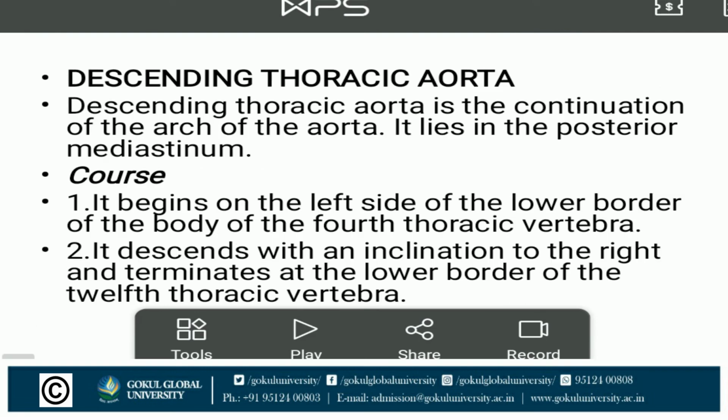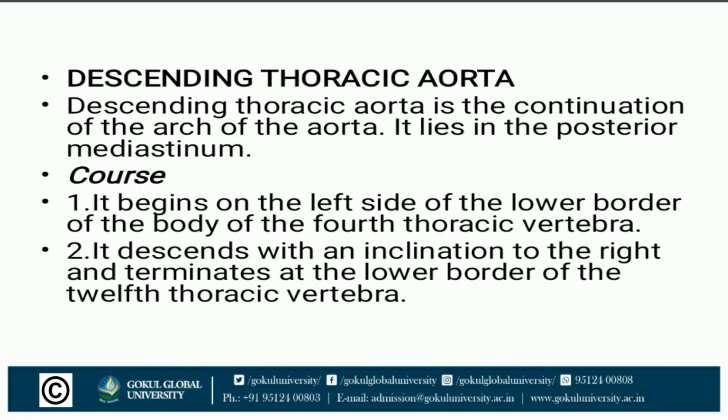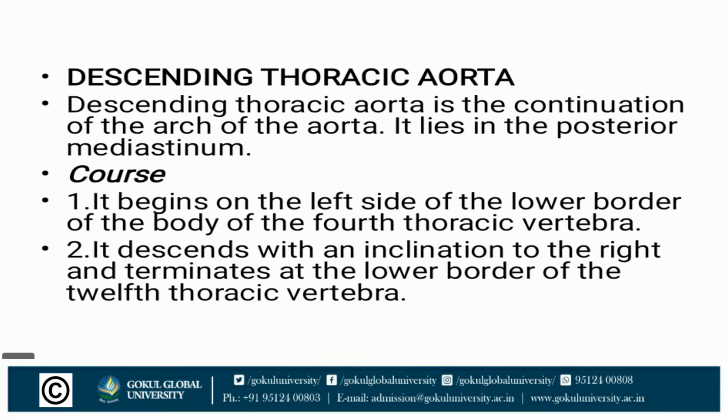Descending thoracic aorta is the continuation of the arch of aorta. It lies in the posterior mediastinum. Its course begins on the left side of the lower border of the body of the T4 or fourth thoracic vertebra. It descends with an inclination to the right and terminates at the lower border of the 12th thoracic vertebra.